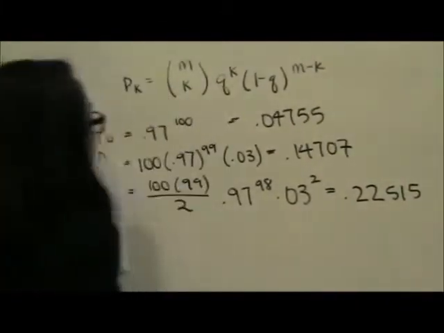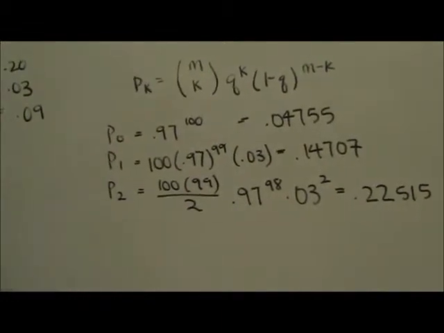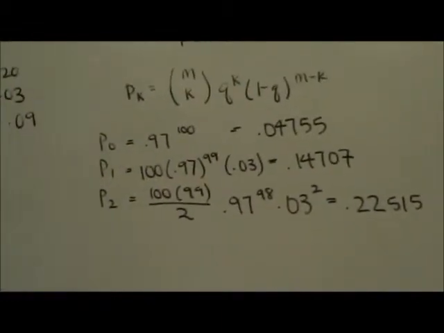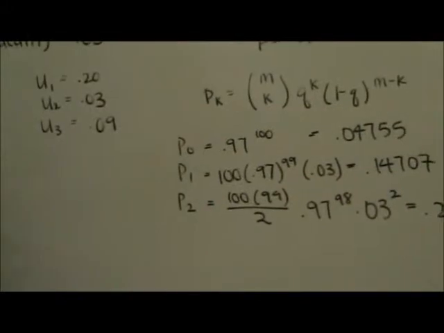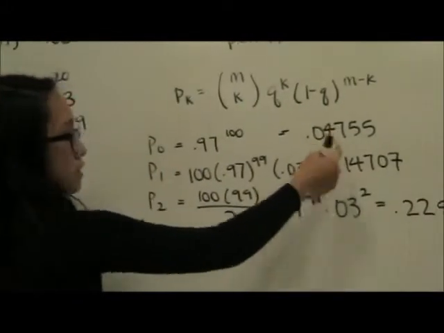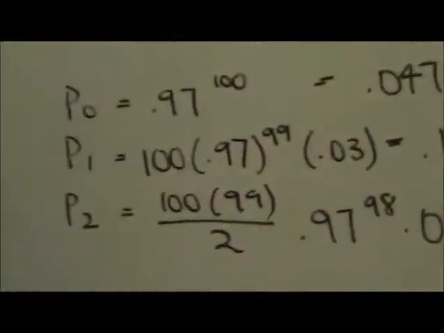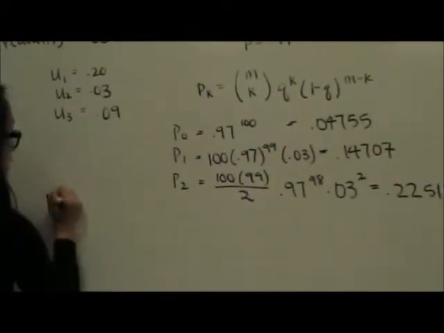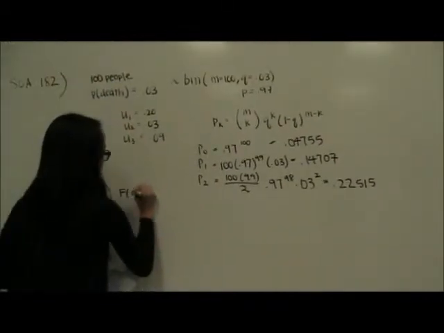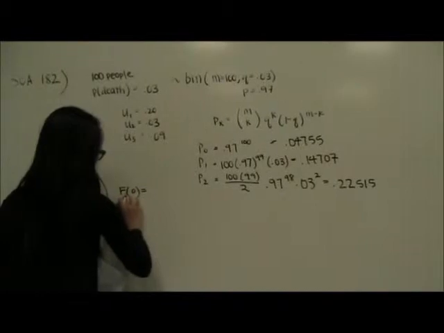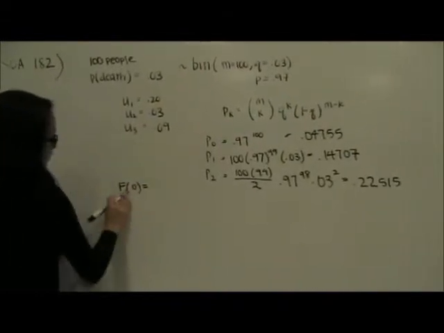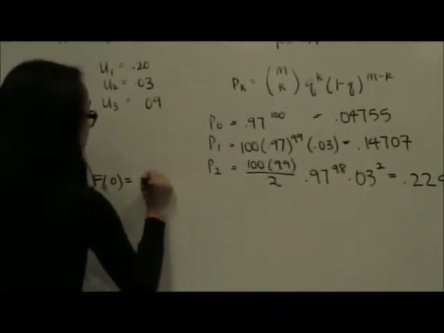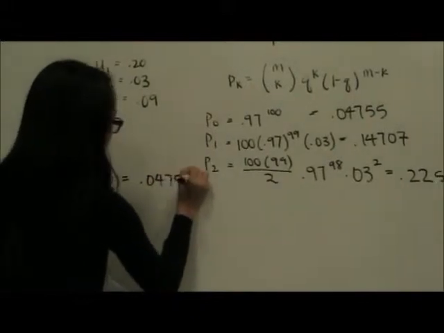However, these are our little f of x's, and what we really need is the cumulative distribution function. So in order to get that, we basically just add everything above it. So in this case, the cumulative for f of x of 0, sorry about the smudge, is equal to 0.04755.